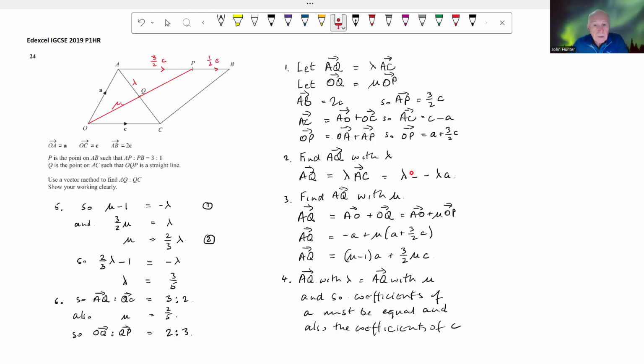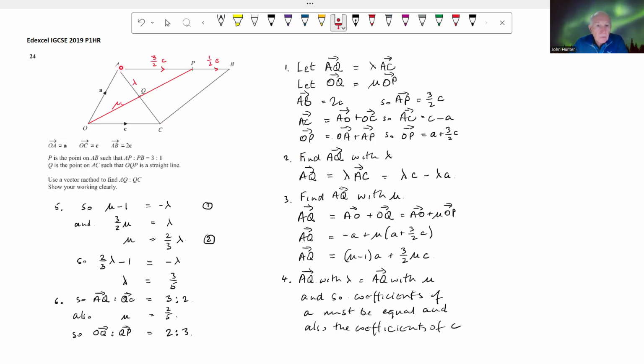First of all, let's find AQ using lambda. Well, that's fairly straightforward because it is just lambda AC, and we've worked out what AC is up here. So AQ is lambda AC, which equals lambda c minus lambda a. I've written that expanded for reasons you'll see in a moment.